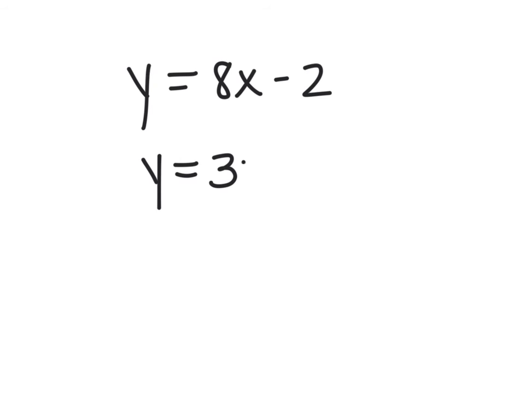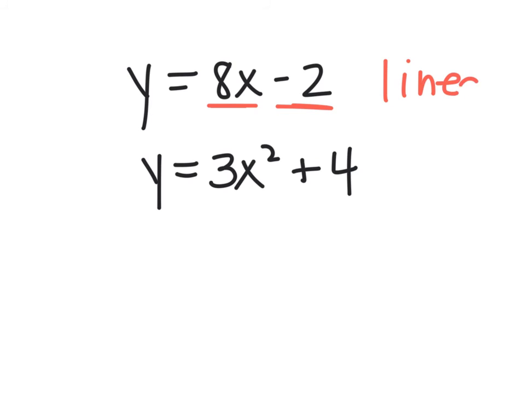Okay, if I gave you a couple examples, let's see if you can tell which is which. y equals 8x minus 2 and y equals 3x squared plus 4. All right, the first one, this one would be linear, okay? It says y equals, it's got my normal number times x and then just plus or minus something. So this one is linear. The second one that I wrote is nonlinear because of this x squared. It's not going to make a straight line.